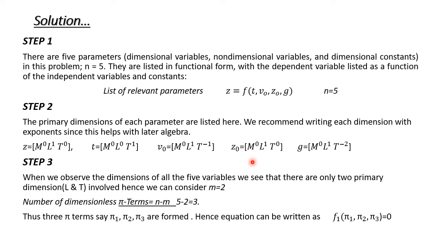Then our total number of pi terms is equal to n minus m, that is 5 minus 2. So 5 is the total number of variables and 2 is m. The number of pi terms is 3, so I can call them pi 1, pi 2, pi 3.